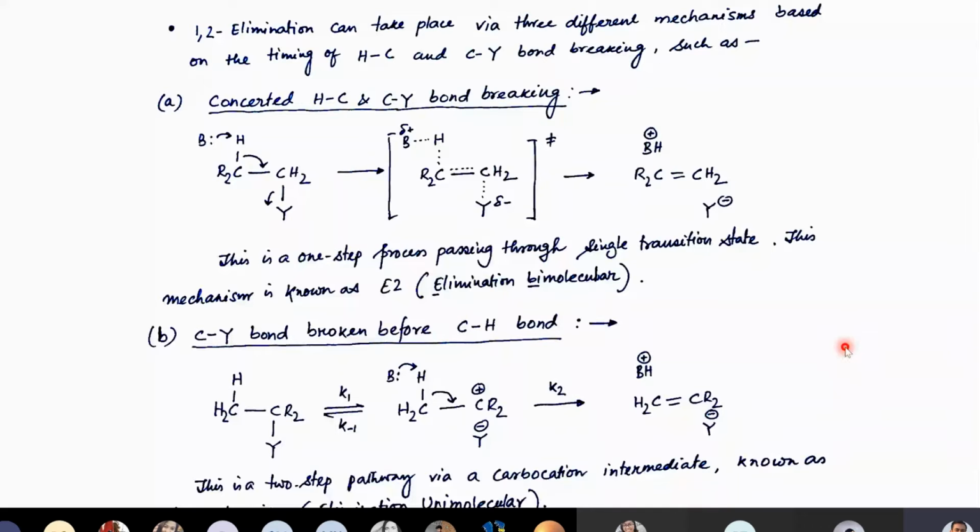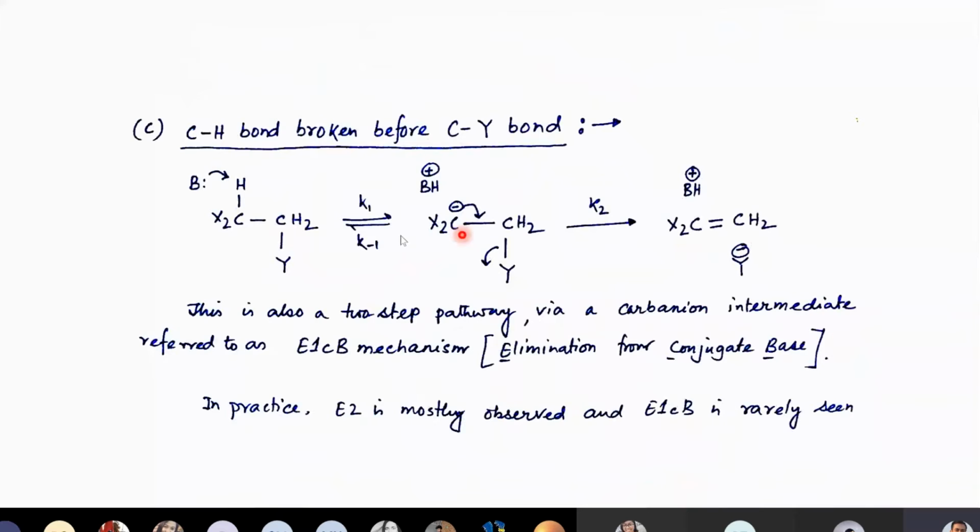And then the third mechanism is where you have the C-H bond, which is broken before the C-Y bond. So the base would take up this proton first to form a negative charge here. So it goes through via a carbanion-like intermediate. Then this negative charge comes and Y leaves away so that you get the olefin.